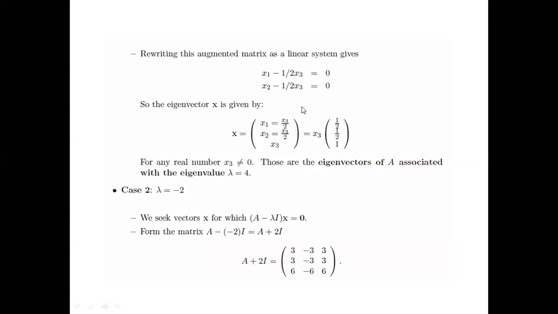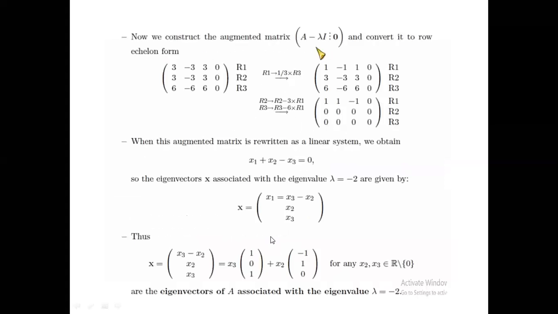Okay, so this is what we were doing. For lambda equal to 4, we found the eigenvector, which is (1/2, 1). Next we take the second case, which is lambda equal to -2. So you have (A - lambda I)x = 0, and lambda here is -2. Therefore, you have A + 2I, which is what I've written here. So you have the augmented matrix A + 2I augmented with 0.